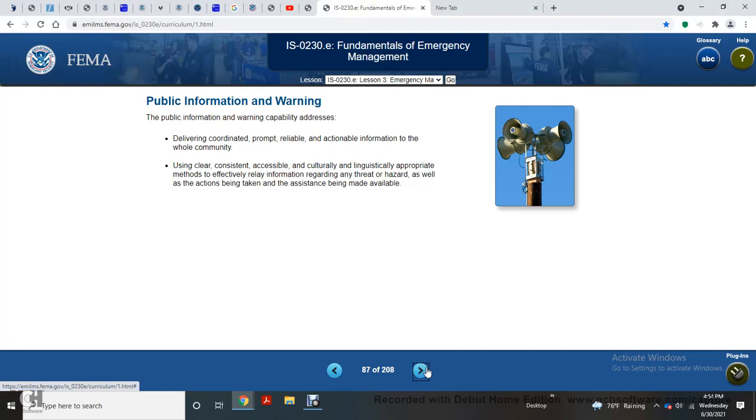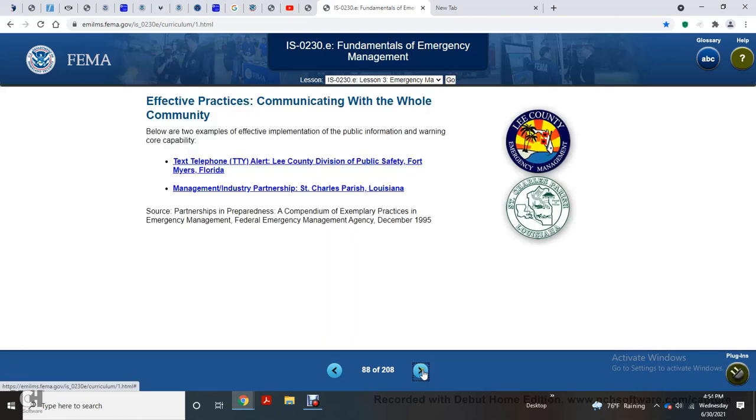Public information and warning: the capability to draft, deliver, and coordinate prompt, reliable, actionable information to the whole community. Use clear, consistent, accessible, culturally and linguistically appropriate methods to effectively relay information regarding any threat or hazard, as well as the actions being taken and the associated assistance being made available. Alright, effective practice for the whole community.